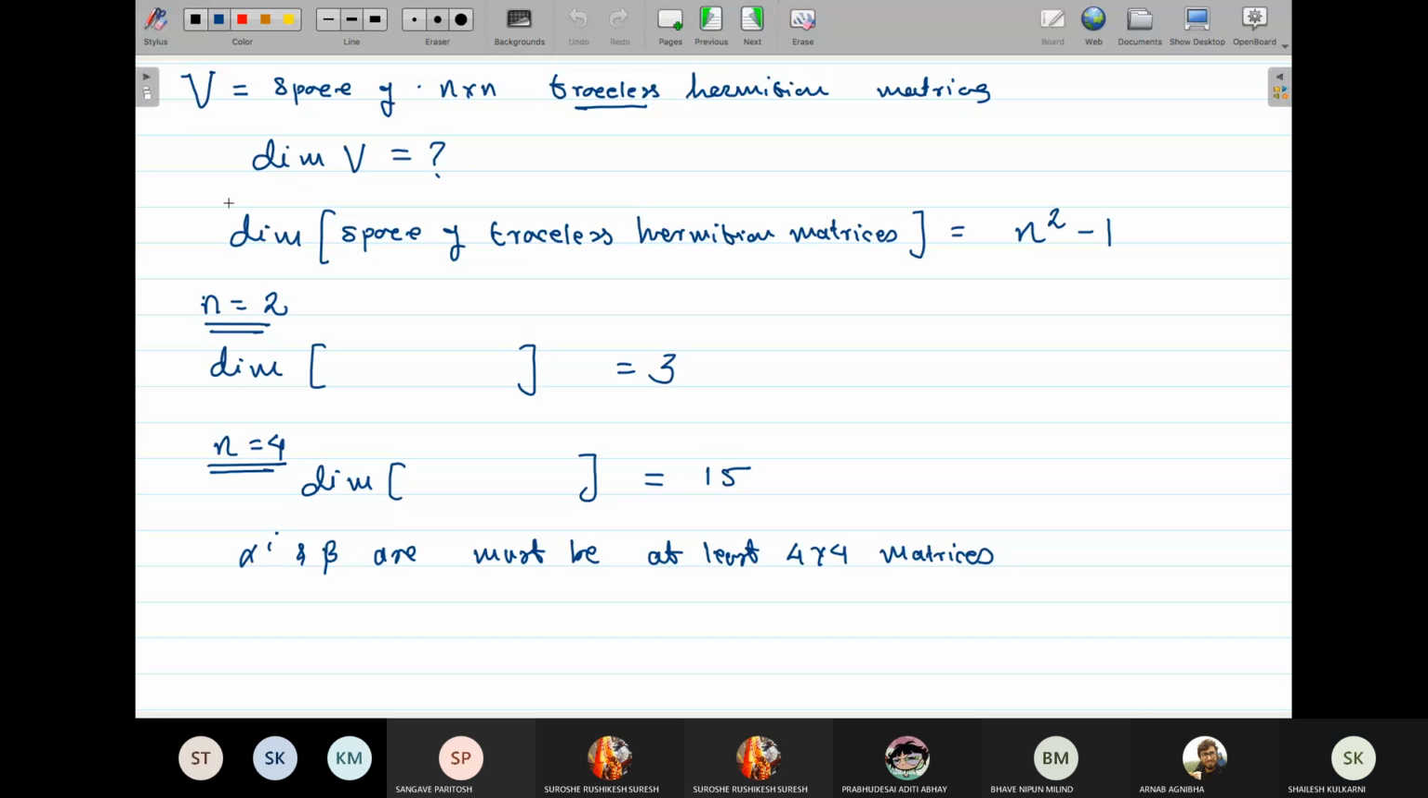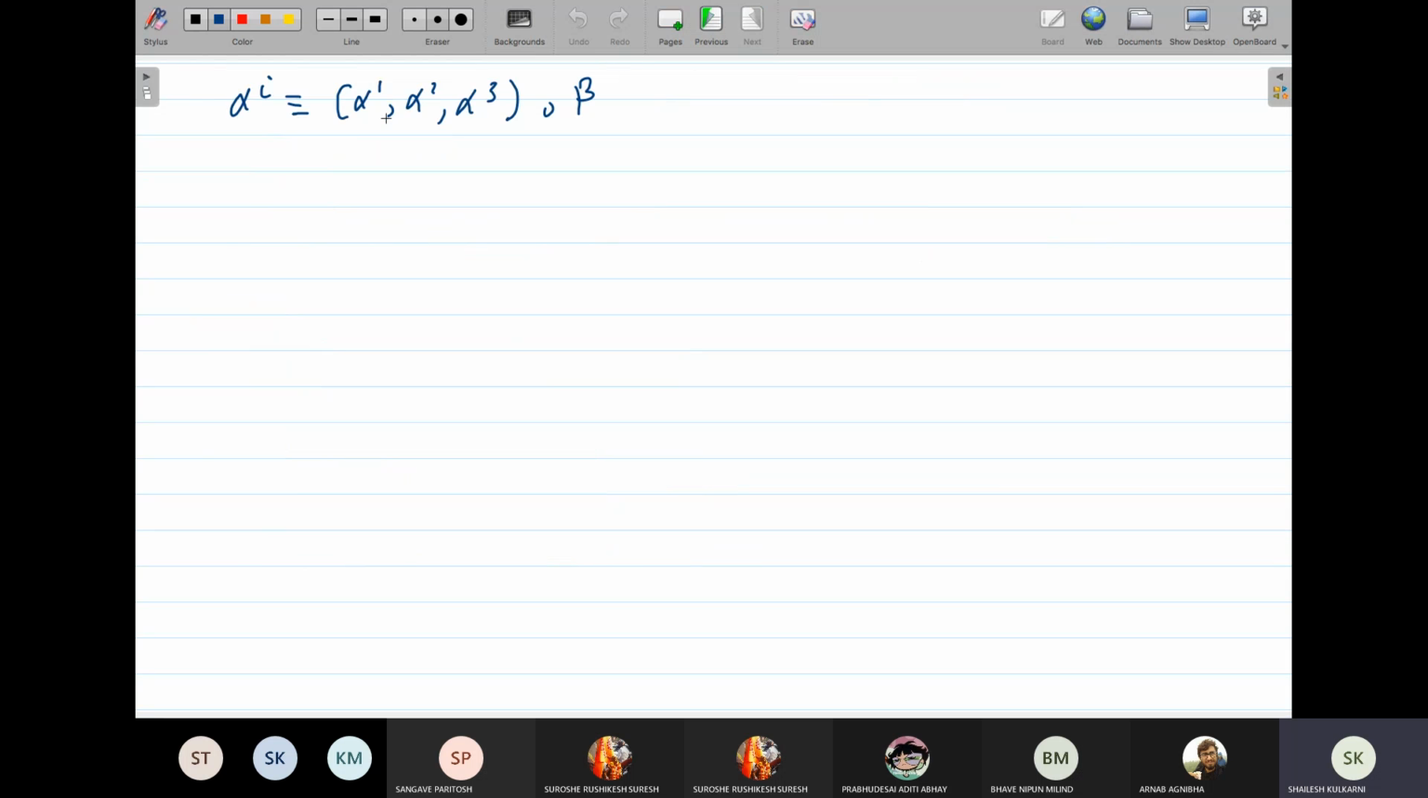Since this is a vector space, one can easily show that the set of all n cross n traceless Hermitian matrices forms a vector space. They satisfy the axioms of a vector space. One can easily show that. So since it is a vector space of dimensionality n square minus 1, we must have a basis. Now you see the form of alpha 1, alpha 2, alpha 3, and beta depends on what basis we choose.